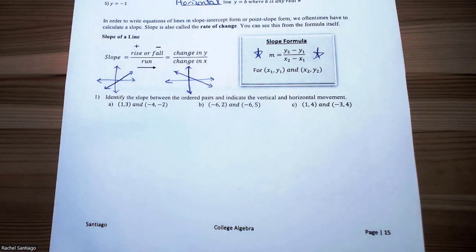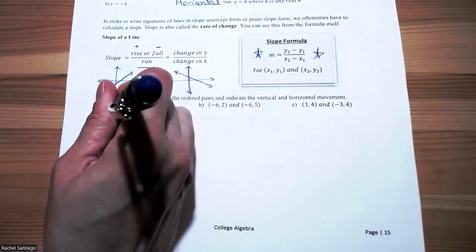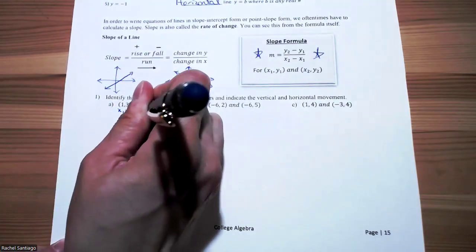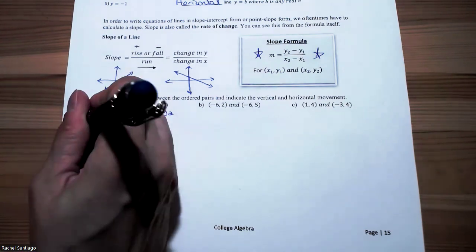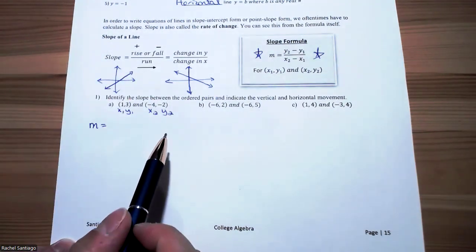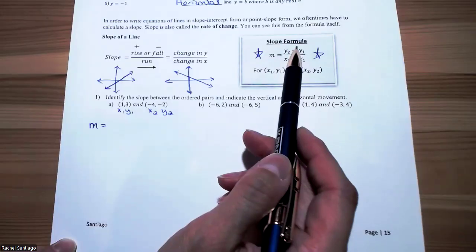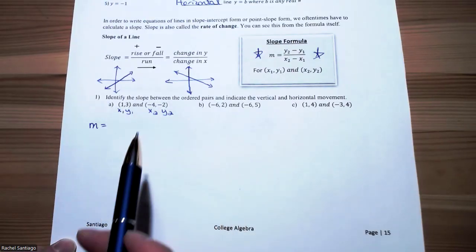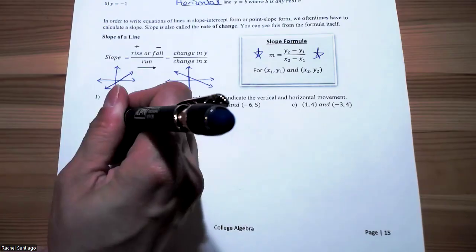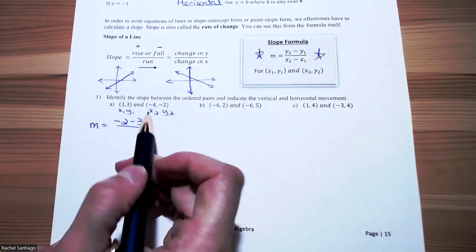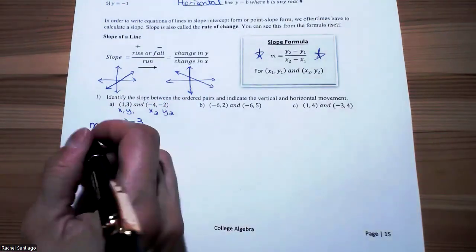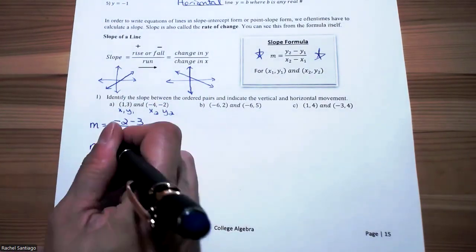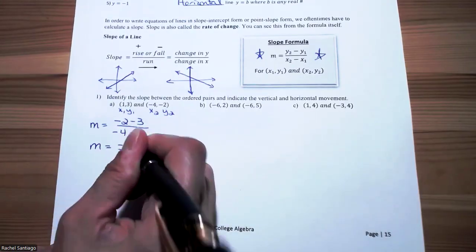AKA what's the rise or fall and what's the run. So we start by labeling our ordered pairs x1, y1, x2, y2. And now we're going to actually plug into our formula. So m is equal to, I'm going to use the traditional formula, which is y2 then y1. So we have -2 minus 3 all over -4 minus 1. When we do this math, this is going to leave us with a -5 over a -5.